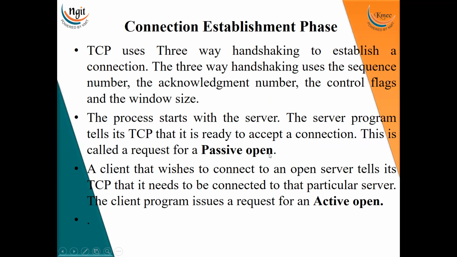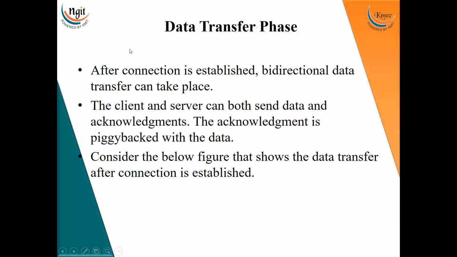Now, what is a passive open and an active open? The process starts with the server. The server program tells its TCP that it is ready to accept a connection. Then we call it a passive open. The server accepting the connection is called a passive open. But if the client wishes to connect to a server, that means its TCP needs to be connected to a particular server. Then the client program issues a request for an active open.